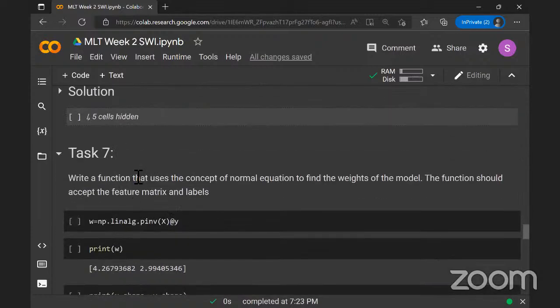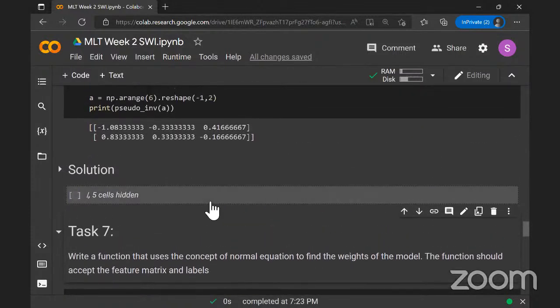Okay. Question number 7. Write a function that uses the concept of normal regression to find the weights of the model. The function should accept the feature matrix and labels. This is directly taken from the lecture content itself.